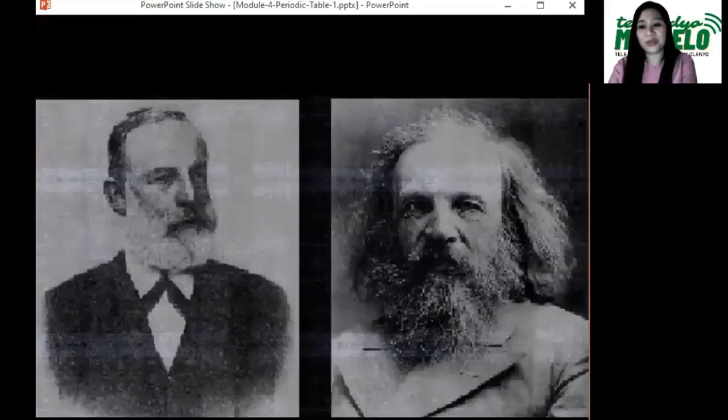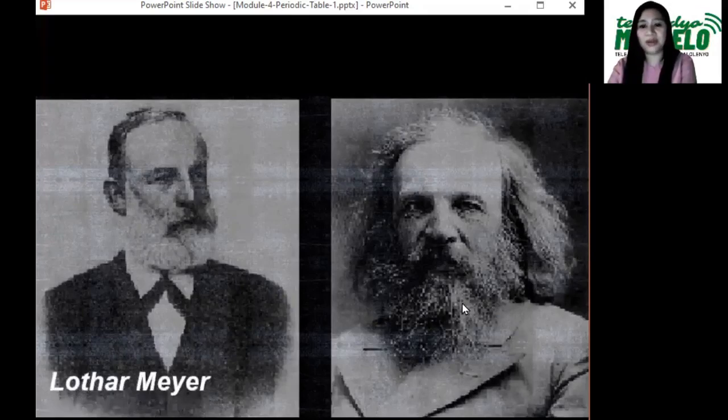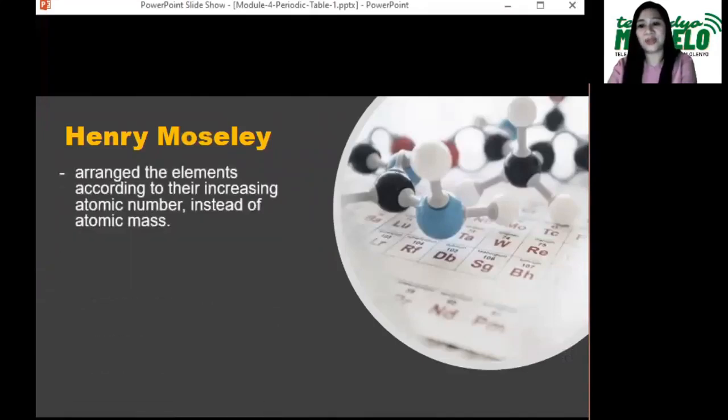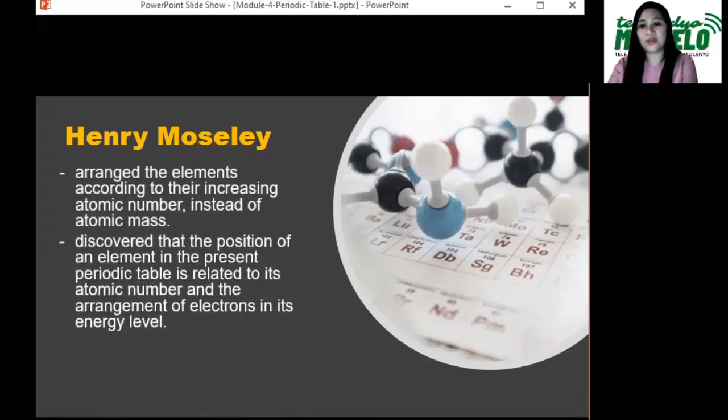Here is the picture of two persons who made an important contribution on the arrangement of elements on the periodic table. We have Lothar Meyer and Dmitri Mendeleev. And finally, Henry Moseley. He arranged the elements according to their increasing atomic number instead of atomic mass. He discovered that the position of an element in the present periodic table is related to its atomic number and the arrangement of electrons to its energy level. He is known as the father of the modern periodic table.